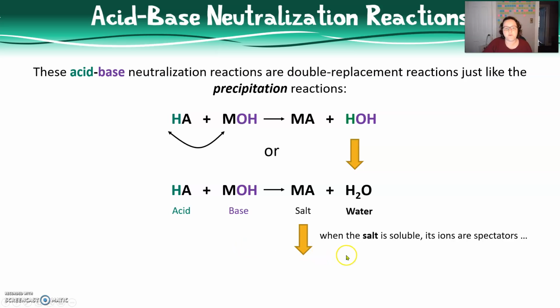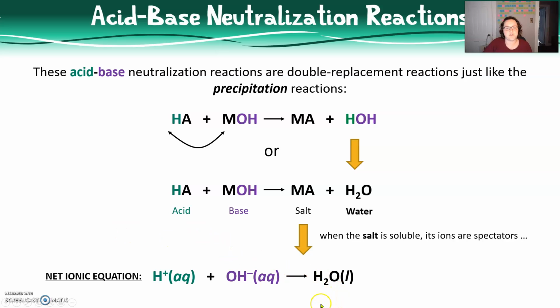Finally, as long as the salt formed in a neutralization reaction is soluble, then the salt ions are considered spectator ions, and the net ionic equation for the neutralization reaction is just the reaction between the hydrogen ion and the hydroxide ion to form water. This is commonly the net ionic reaction for Arrhenius acid-base neutralization reactions, and it is determined by following the same sequence of steps as determining a net ionic reaction for a precipitation reaction. Keeping in mind that water has a liquid state label and therefore does not dissociate, but stays intact.